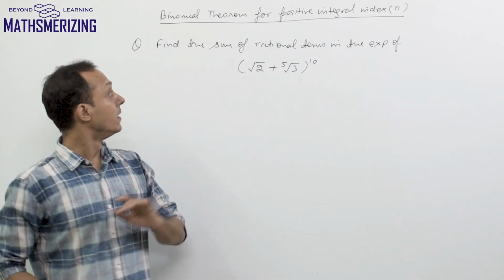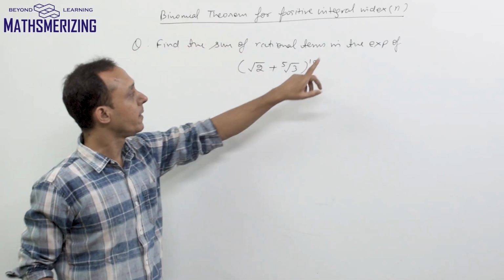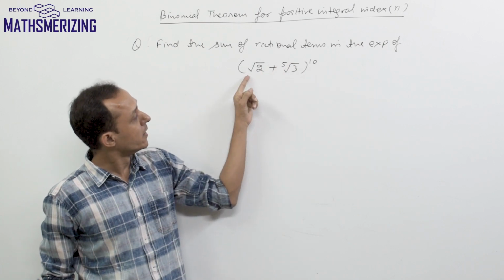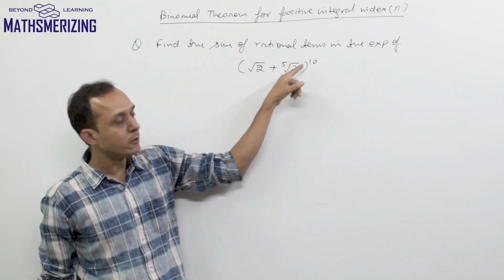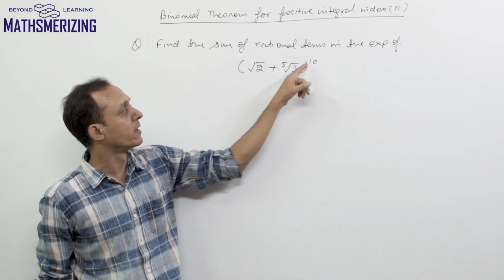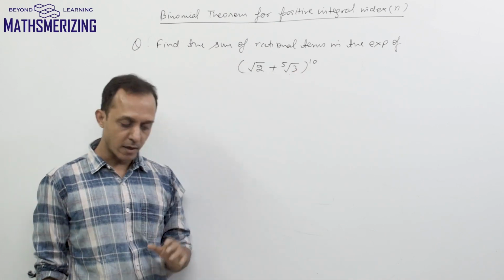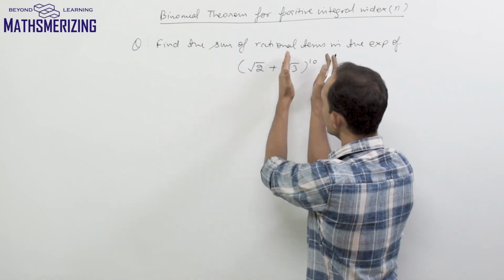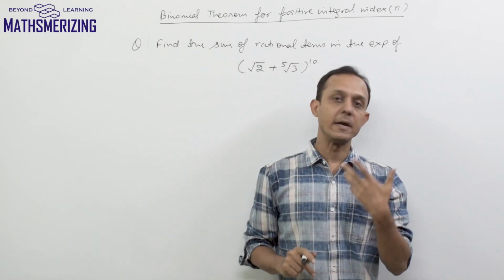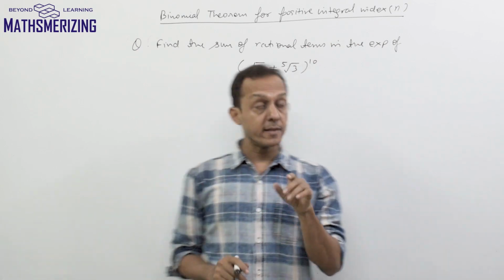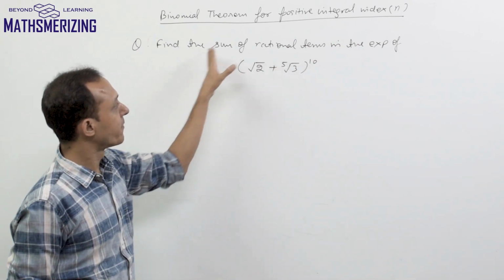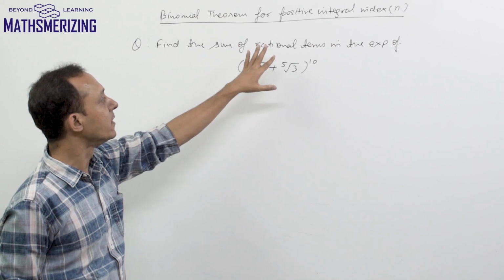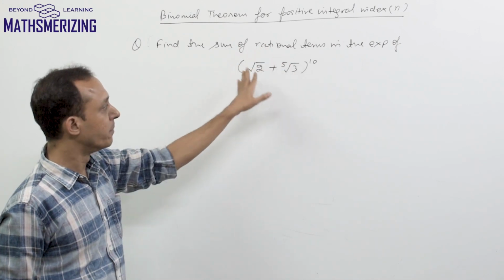So the question is, find the sum of rational terms in the expansion of (under root 2 plus fifth root of 3) to the power 10. So in this expansion, I know there are 11 terms, and out of these 11 terms, some of the terms will be irrational and some of the terms will be rational or free from indices. So there'll be questions where they'll ask you to find either the sum of rational terms or the number of integral terms or rational terms in a given binomial expression.